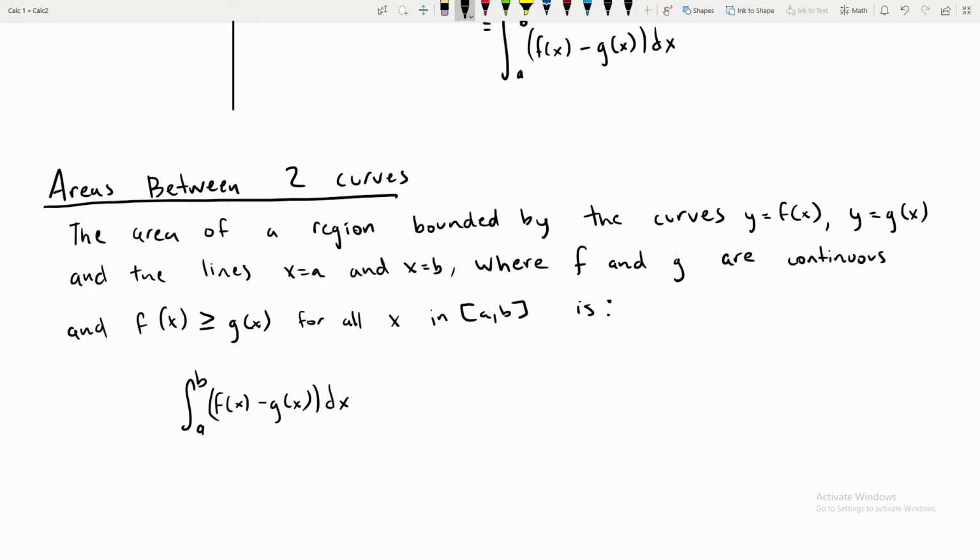Essentially, if we have a region that is bounded by two curves, so y equals f of x and y equals g of x, and then we have two lines making our endpoints, so x equals a and x equals b, and obviously f and g are going to be continuous, but the key thing to notice here is that f is greater than g. So f must be greater than g for all x on that interval a to b, which is basically the endpoints that we specified over here. So if that's true, well then the area between all of these lines and curves is going to be given by this integral like we showed in the examples above.